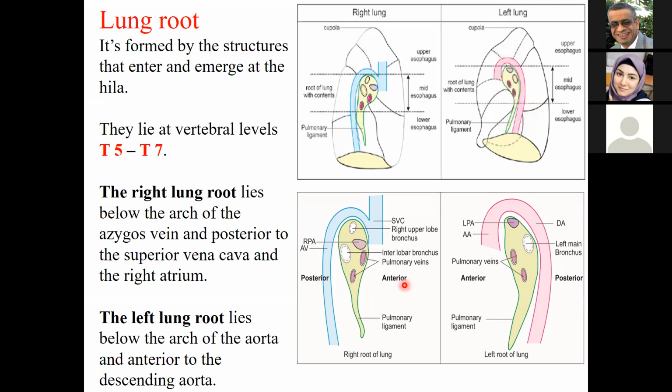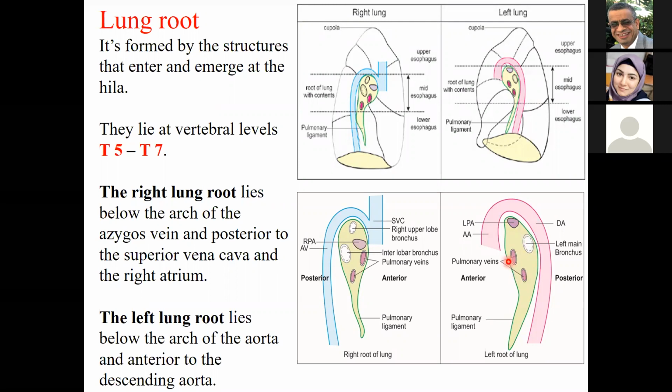The right pulmonary artery lies anterior to the bronchi, and the right pulmonary vein lies anterior and inferior to the artery and the bronchi. The left pulmonary artery lies superior to the left main bronchus, and the left pulmonary vein lies anterior and inferior to the left main bronchus.